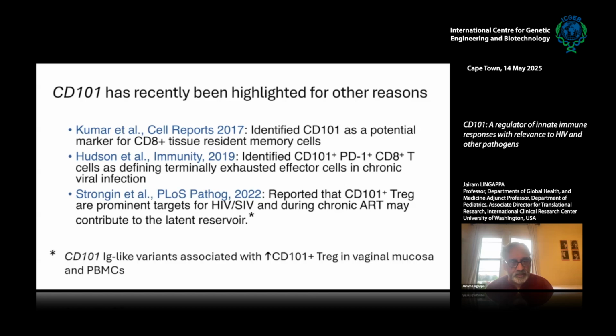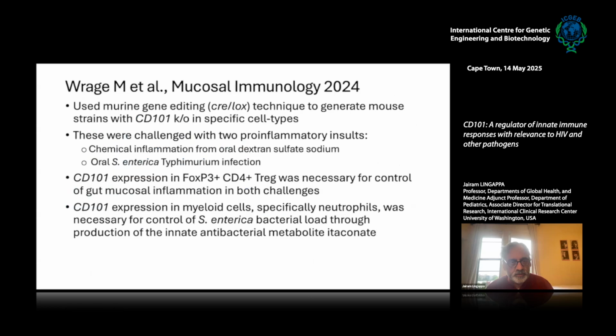And again, think back to the studies in both the mucosa and the PBMCs, where we found that CD101 Ig-like variants were associated with increased levels of CD101 positive regulatory T cells in the vaginal mucosa and PBMCs. So this again goes along with the idea that this could be a source for increased levels of HIV acquisition.